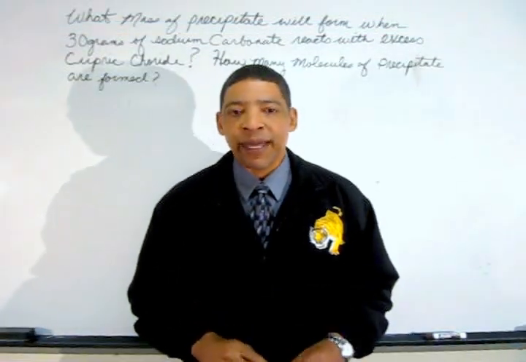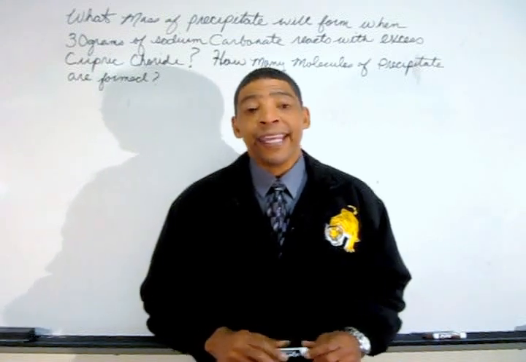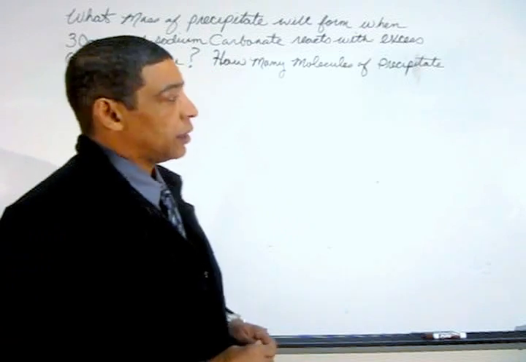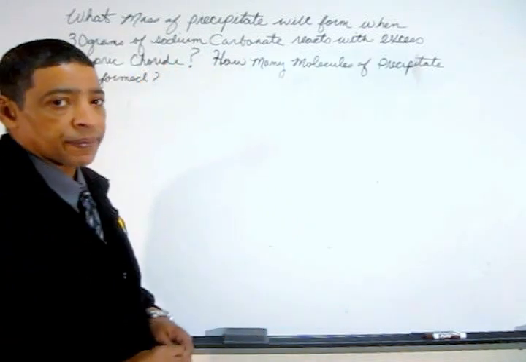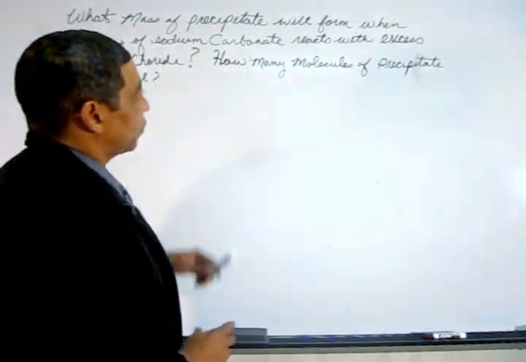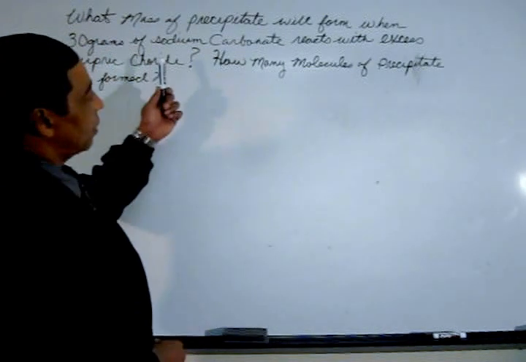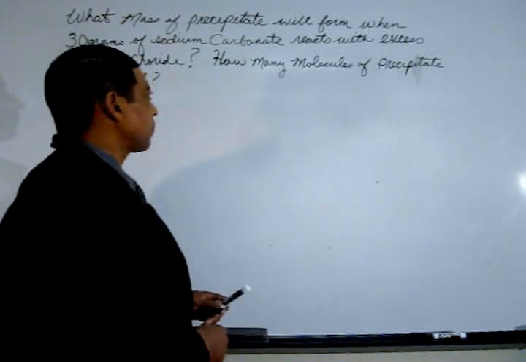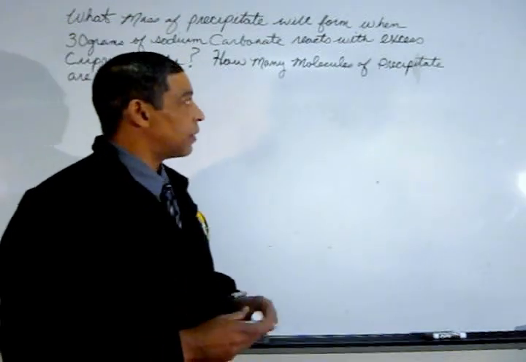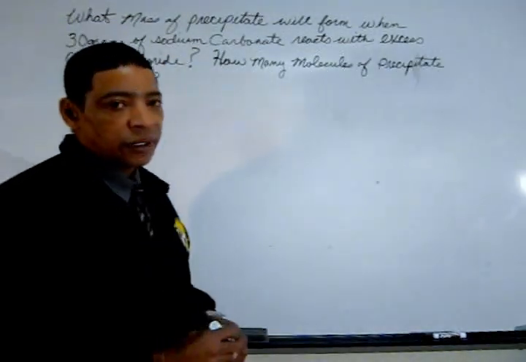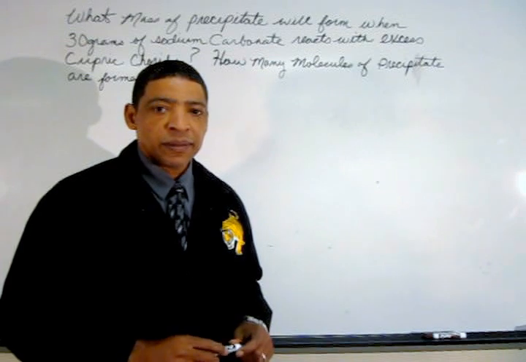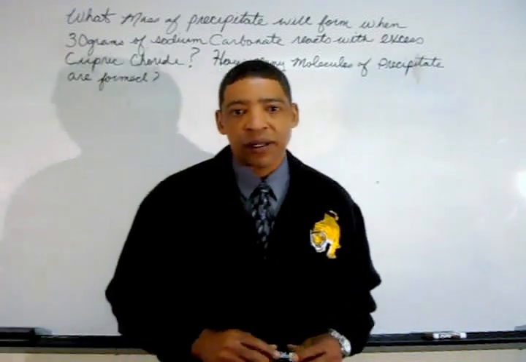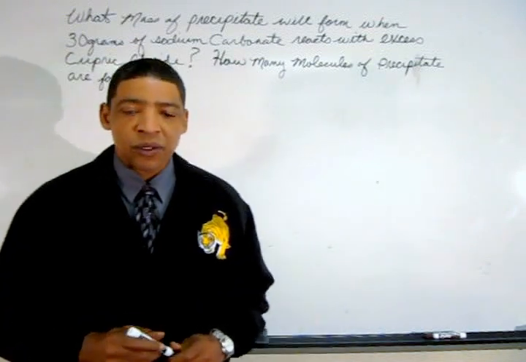The concepts of mass, mass-mole, and mass-particle stoichiometry may be summed up in the following practice problem. What mass of precipitate will form when 30 grams of sodium carbonate reacts with excess cupric chloride? And the problem goes on to ask how many molecules of precipitate are formed. The first step in solving any stoichiometry problem is to write a balanced chemical equation.